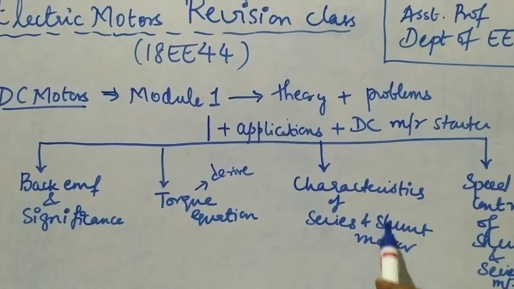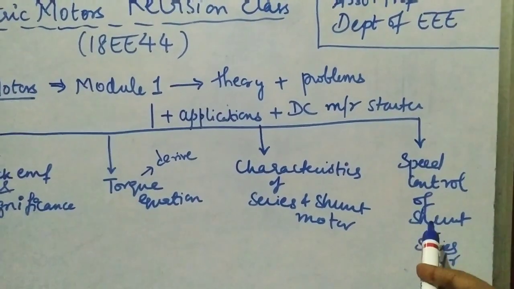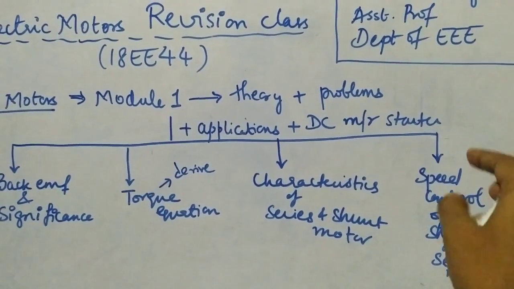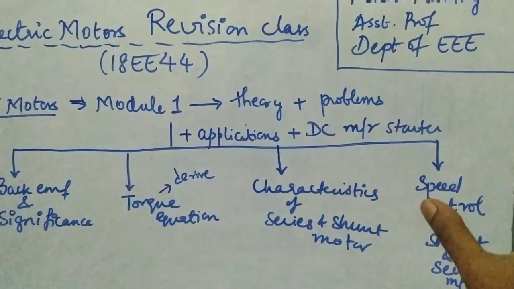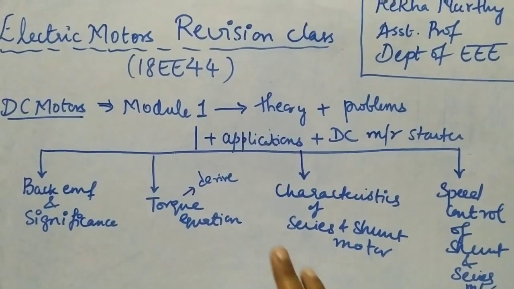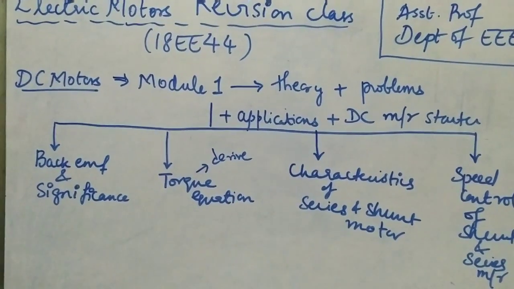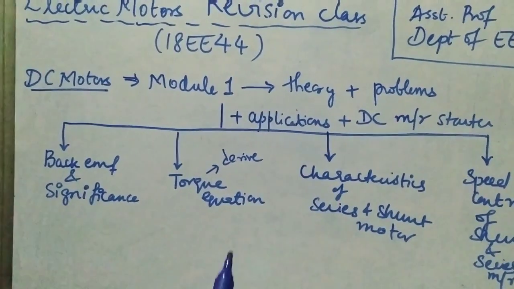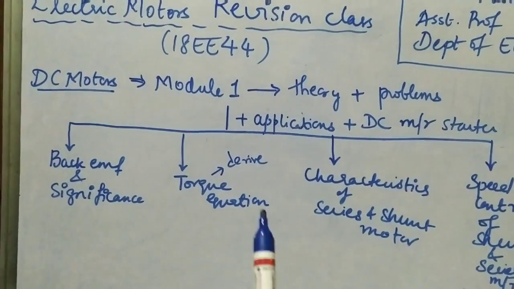So it is also a theory type question with characteristics, and also the speed control of a shunt and a series motor. Here also you have to be very good at explaining with diagrams. The idea you have to remember is the theory as well as the circuit diagrams with the characteristics, everything. Along with that, the torque equation is the only derivation which you have to practice, which is compulsory.